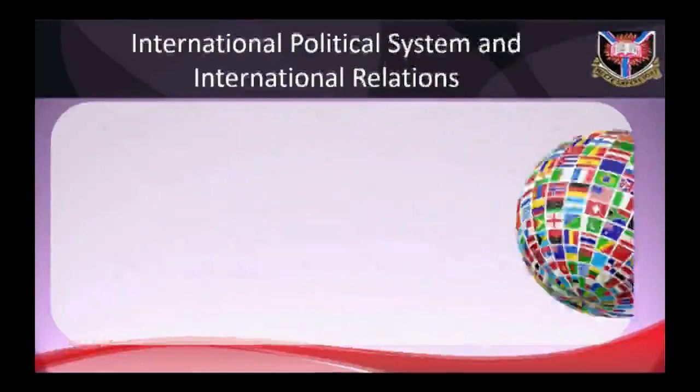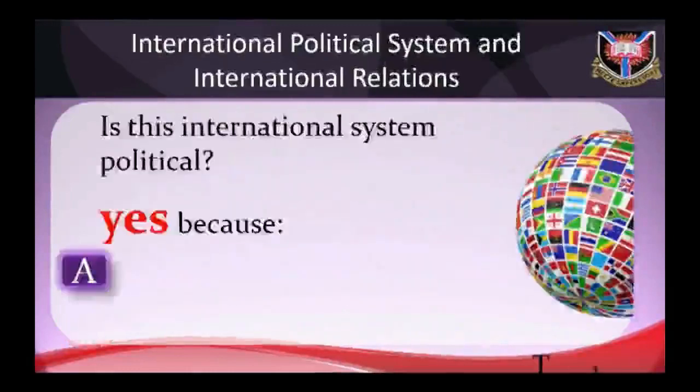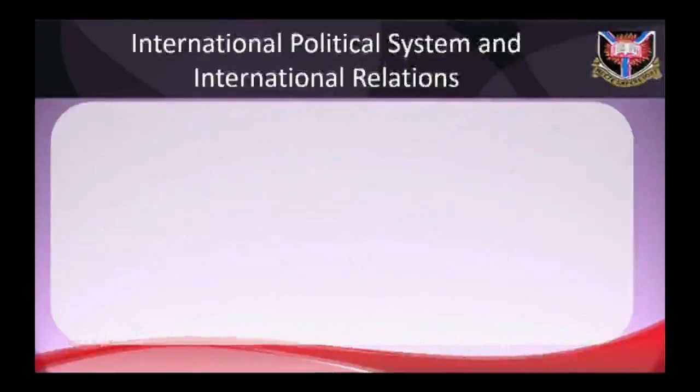Tip: the international political system refers to the collection of sovereign independent states which interact among themselves in an understanding manner, guided by certain rules in the process of pursuing their individual and collective goals.